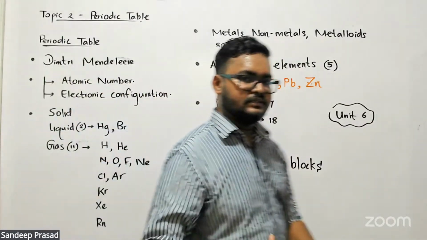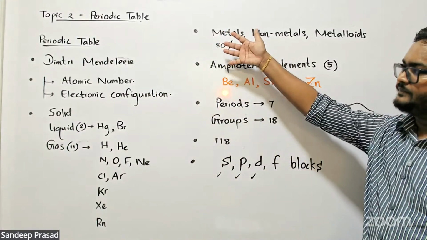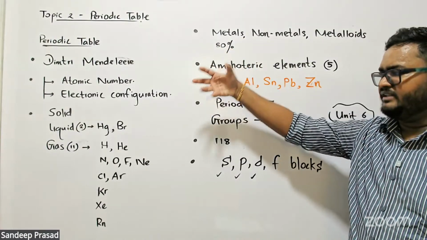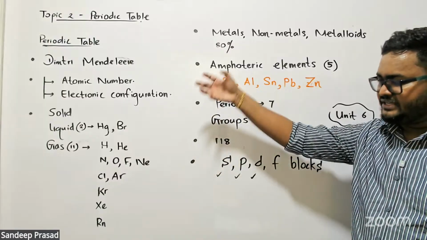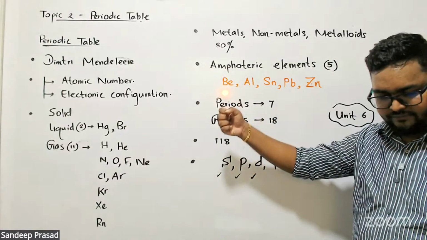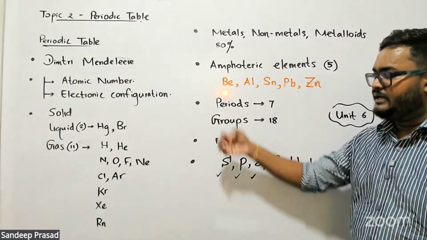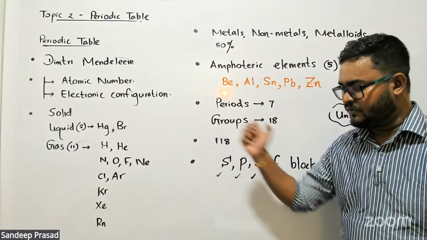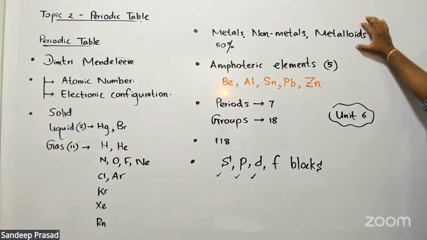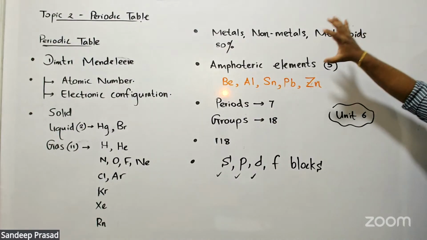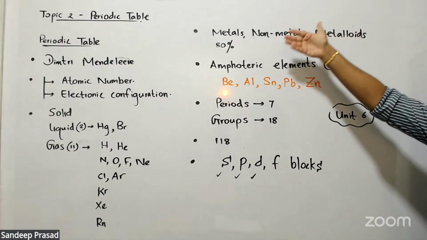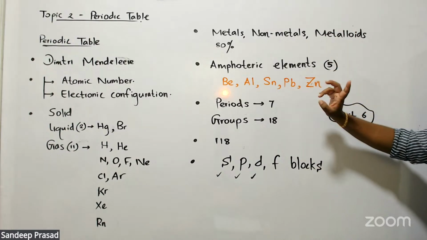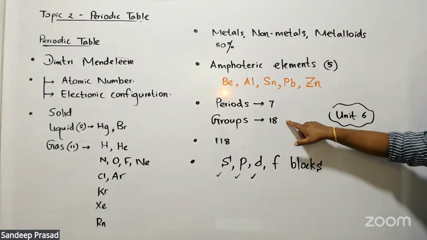As a summary, these are the things you have to remember about the periodic table. The periodic table was constructed by Dmitri Mendeleev based on the atomic number and the electronic configuration. There are three states of elements: solid, liquid, and gas. There are two liquids: mercury and bromine. There are 11 gases: hydrogen, helium, nitrogen, oxygen, fluorine, neon, chlorine, argon, krypton, xenon, radon. We can classify the elements as metals, nonmetals, and metalloids. 80% of the elements are metals, and there are 5 amphoteric elements: beryllium, aluminium, tin, lead, zinc.